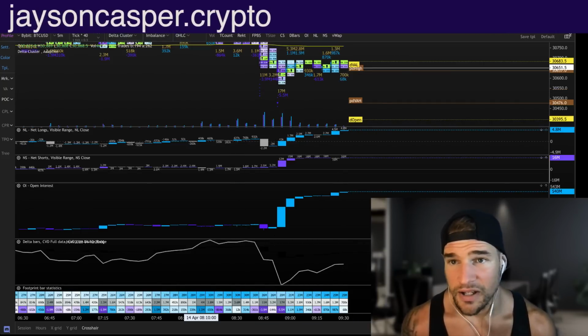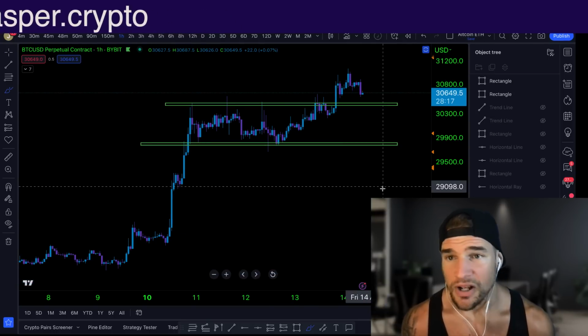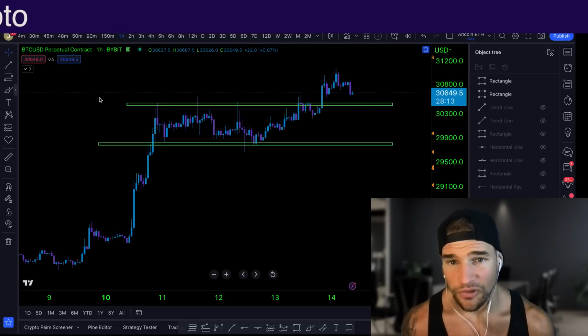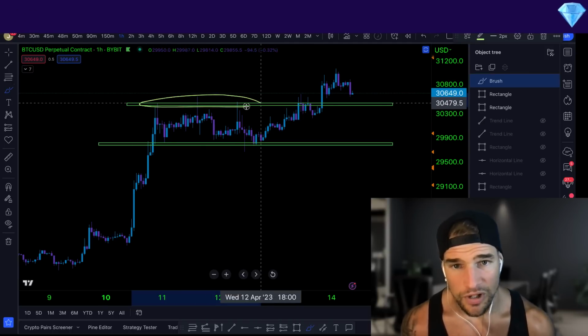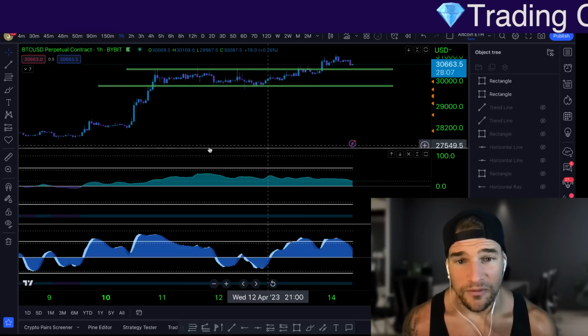Okay, so once we have our areas of support and resistance marked out in the chart, that's where we are then going to open up our indicator and tell ourselves, if price comes to one of our areas of resistance or support, we're now going to be looking for 2 things. We're going to be looking for a divergence.